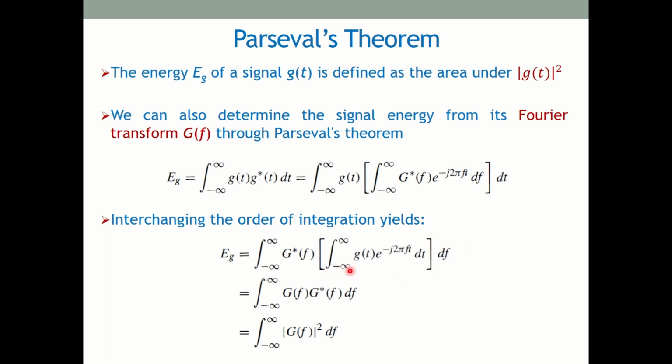The term that we have in this bracket gives us the Fourier transform of g(t), which is G(f). So now in this expression we have G(f) and its conjugate. When they are multiplied, mathematically this becomes the magnitude square of G(f), and we have df. We started with the time domain expression on the left hand side, and on the right hand side we have obtained the frequency domain expression. Both of them give us the value of Eg, the energy of the signal g(t).